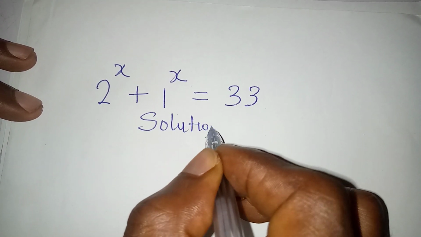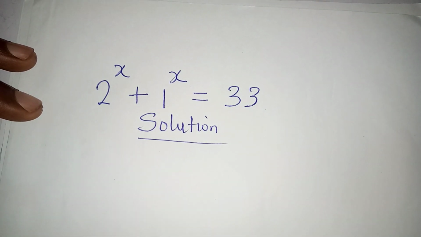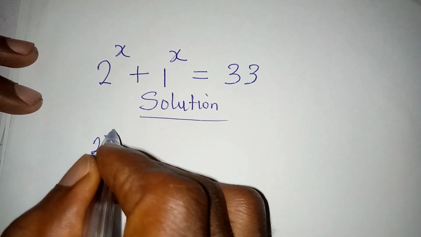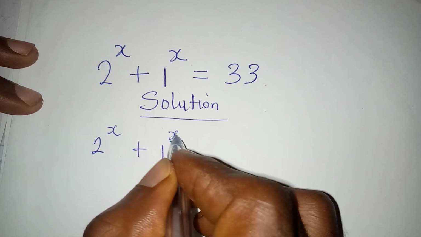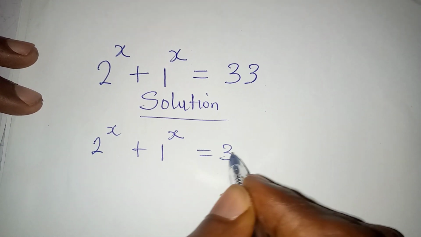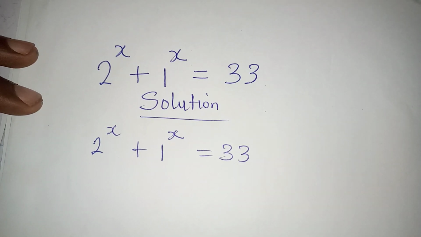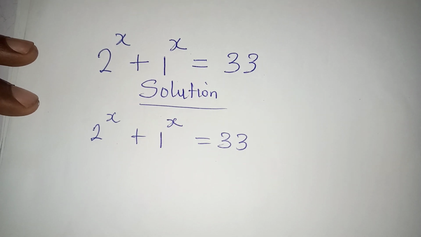Let's solve this problem. Okay, so we have 2 to the power of x plus 1 to the power of x equal to 33. Now this may look very hard for you, but trust me, it's simple if only you know what to do.